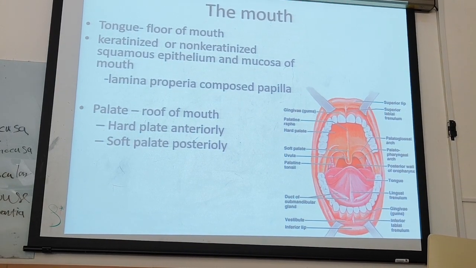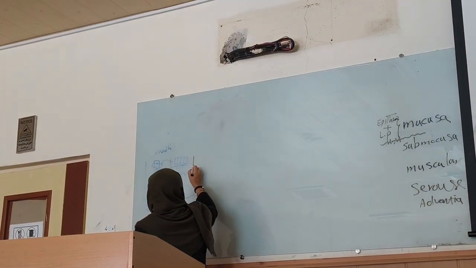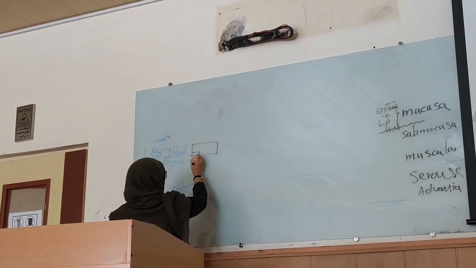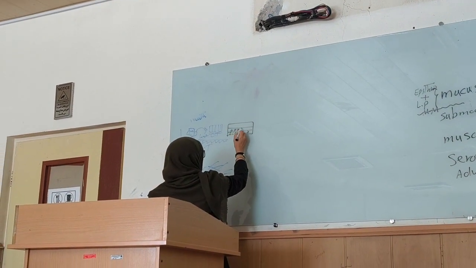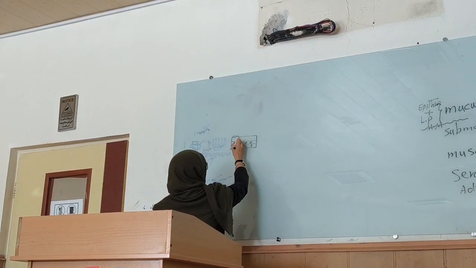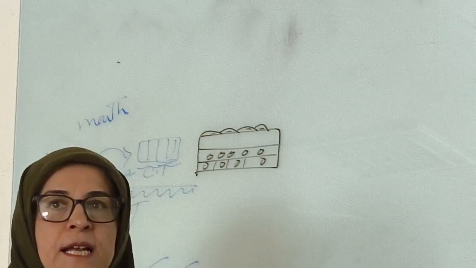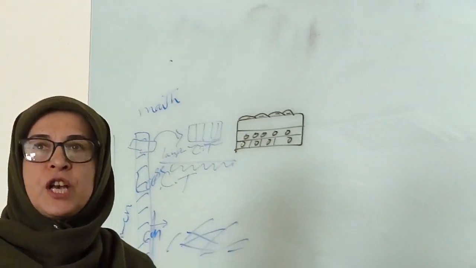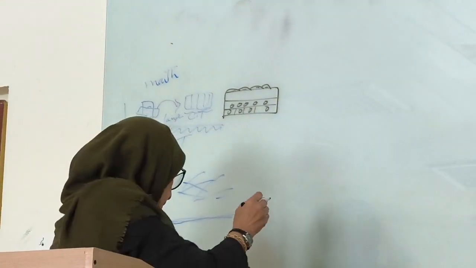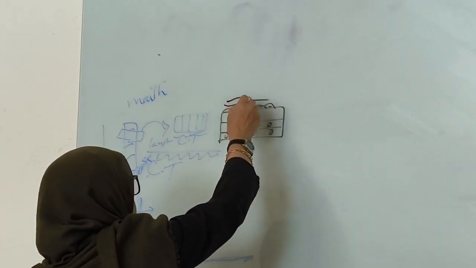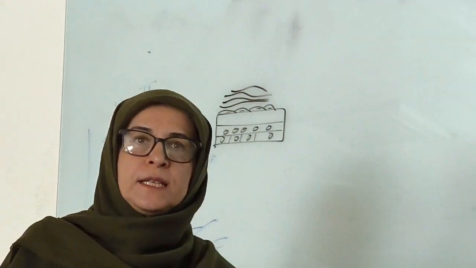What is the squamous stratified epithelium? Stratified means cells are in different layers, yes? And squamous means the cells in the outermost layer have a squamous shape. And in the keratinized squamous stratified epithelium, there are some keratin filaments under the squamous cells.